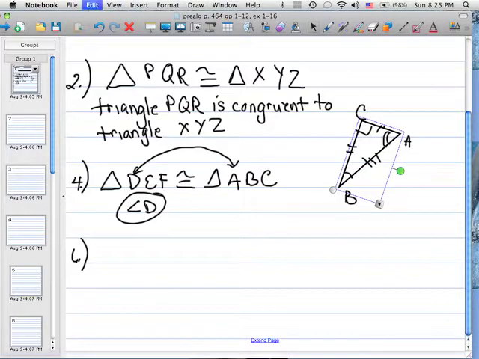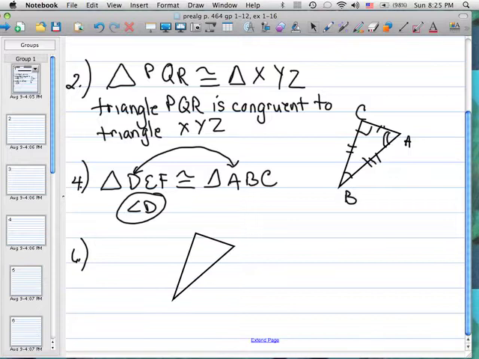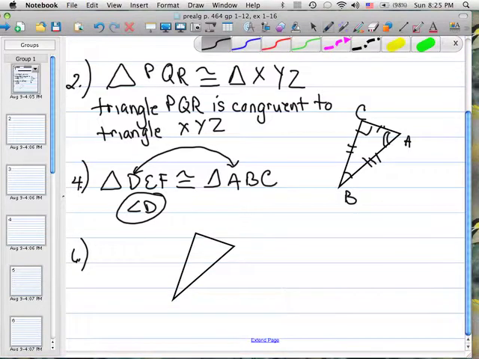Number 6, make a sketch of triangle DEF. Copy this, put this down, and A would be replaced with D, C would be replaced with F, and B would be replaced with E, because they're in the same places there. Therefore, F would be the right angle, and it would be marked accordingly.